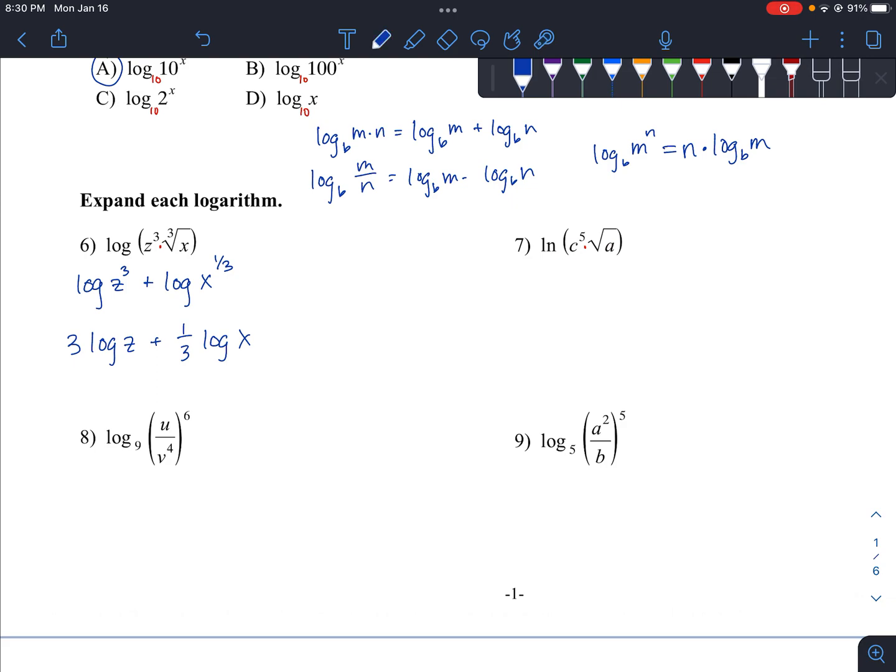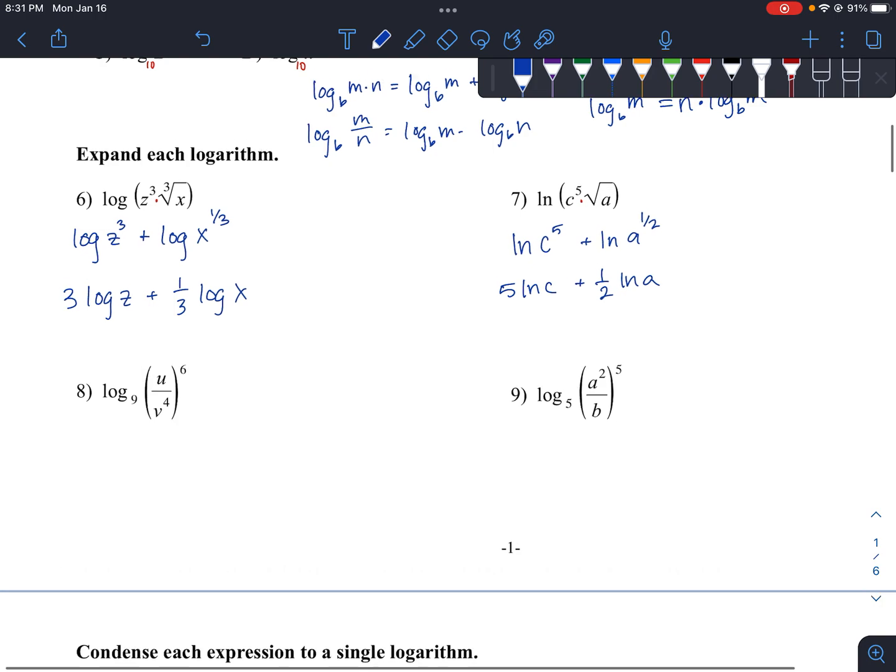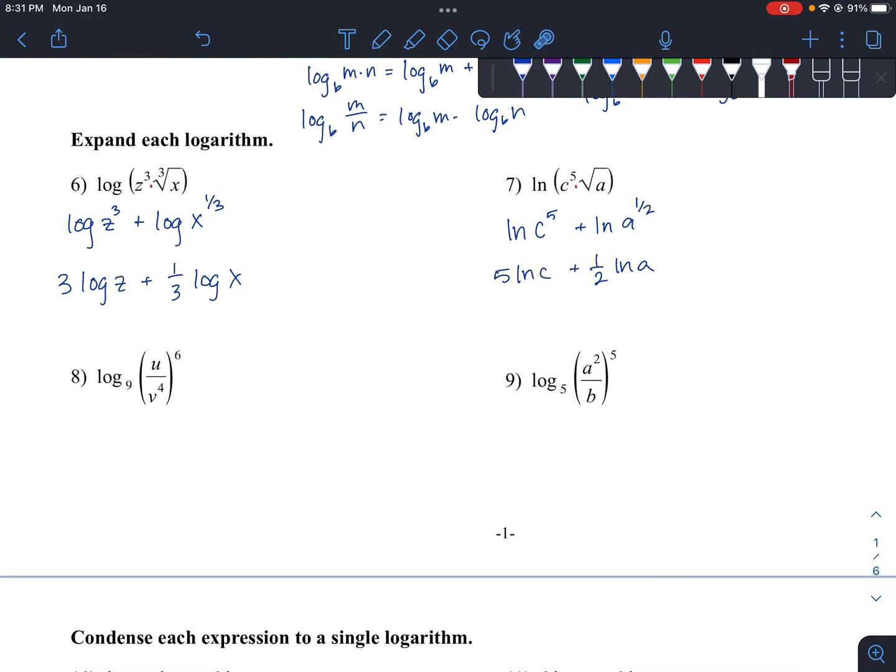So in this case right here, this would be the natural log of c to the 5th plus the natural log of a to the 1/2. Again, just making this an exponent so that I can drop it in the next step. So I'll drop the powers, so 5 natural log of c plus 1/2 natural log of a. And once again, inside the logarithms there are no more products, quotients, or powers, so we've expanded as much as we can.